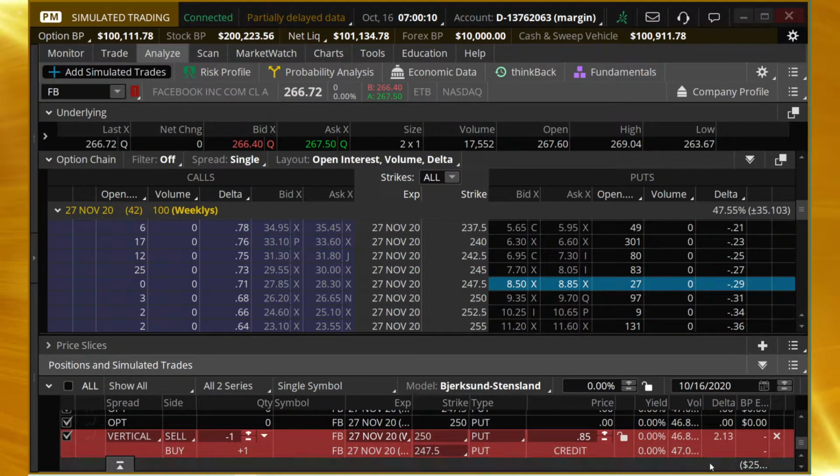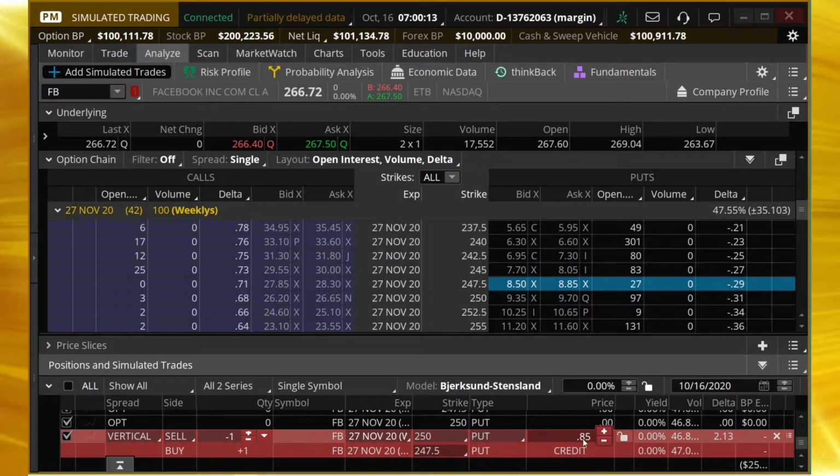So we've got our $2 wide vertical collecting 85 cents, which is slightly better than 1/3 the width of the strikes, which is that tasty trade mechanic.